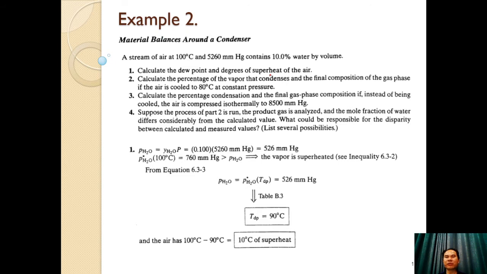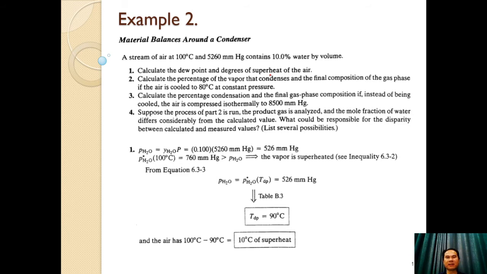Okay, for this case, you cool the system from 100 to 80 degrees Celsius at constant pressure. Then calculate what percent of vapor condenses. Right? The third one, calculate the percentage condensation and final gas phase. If instead of being cooled, the second we cool the system, but the third we do not cool, we compress. Compress means increase the pressure. If you compress the pressure until the dew point, it will go from vapor to liquid also.